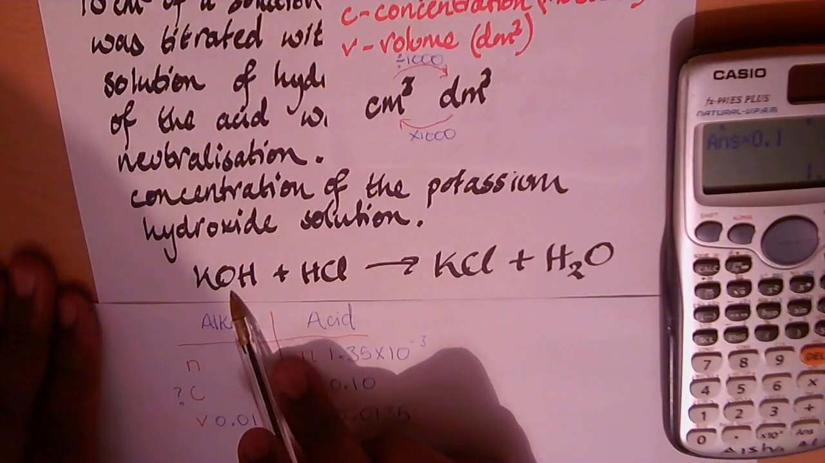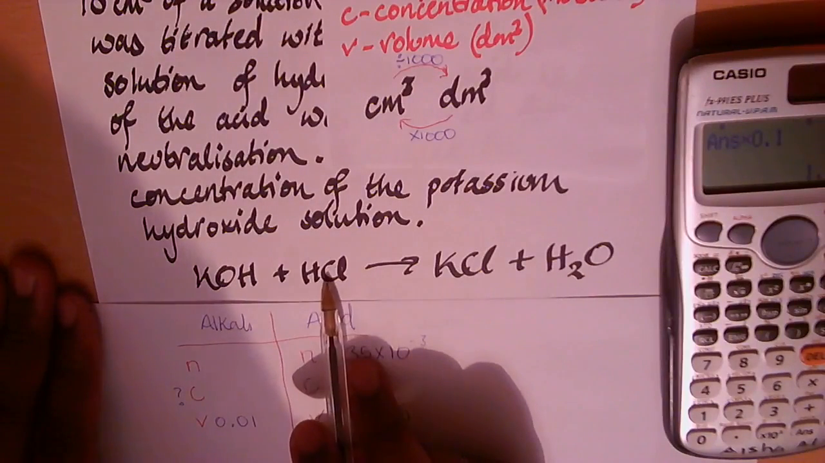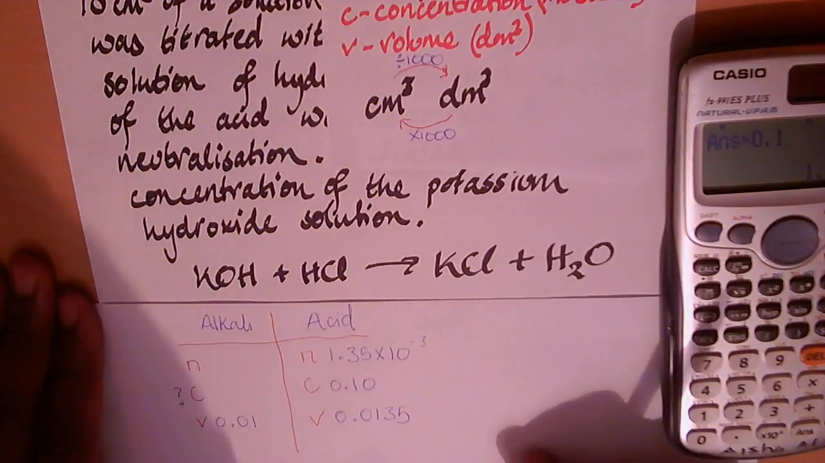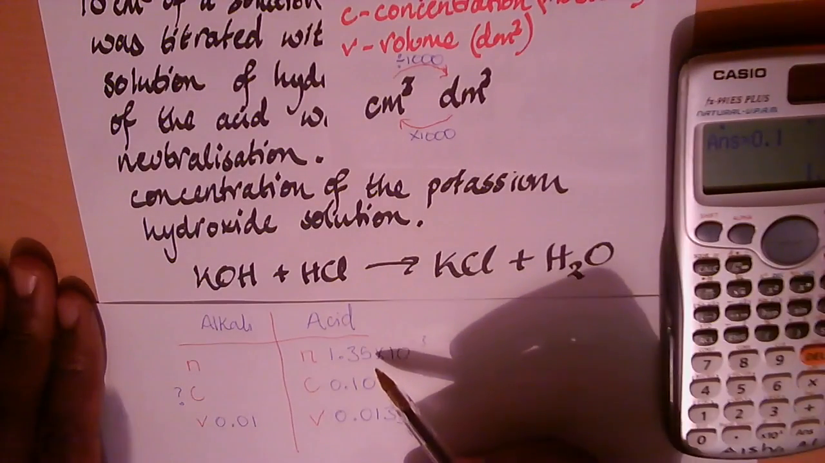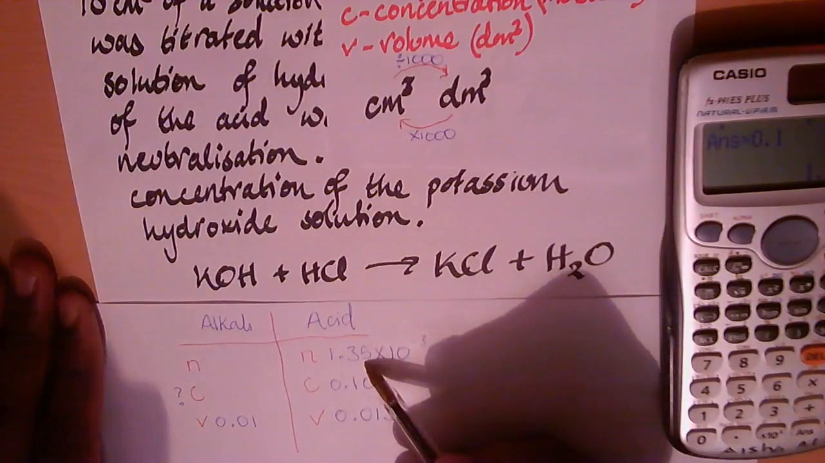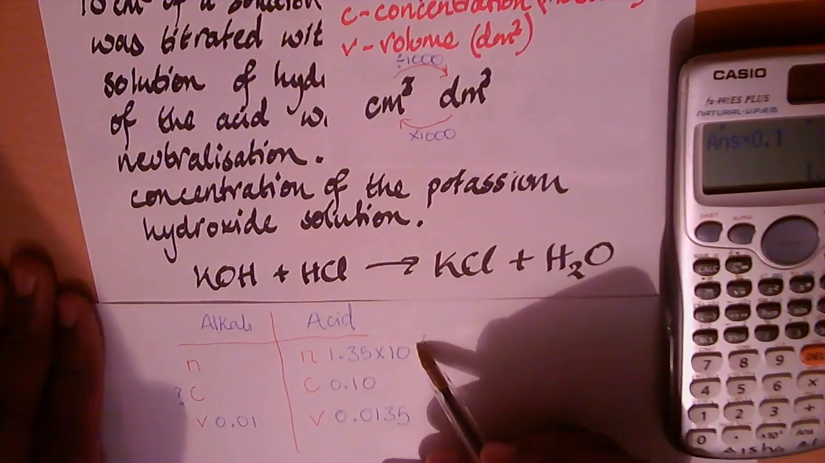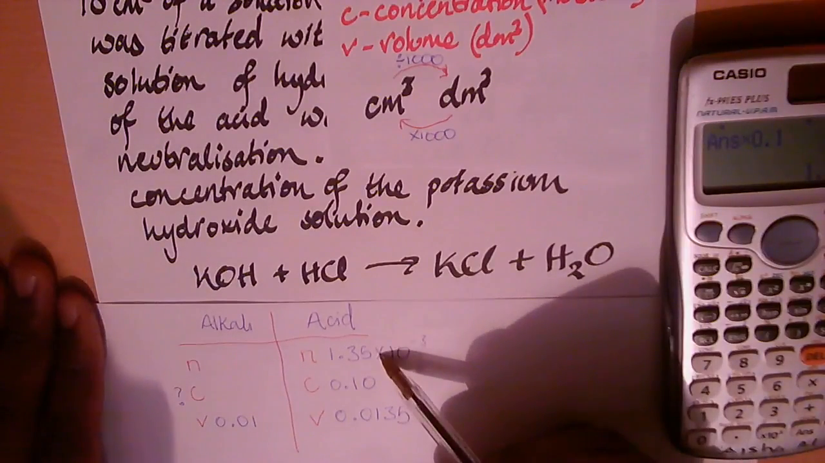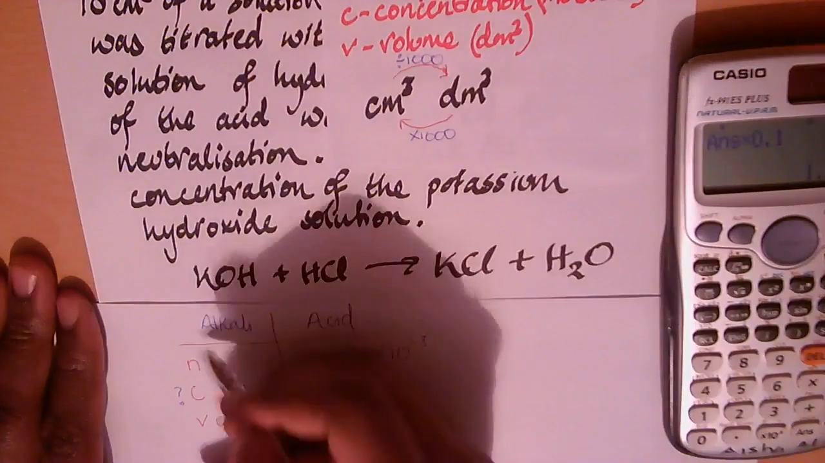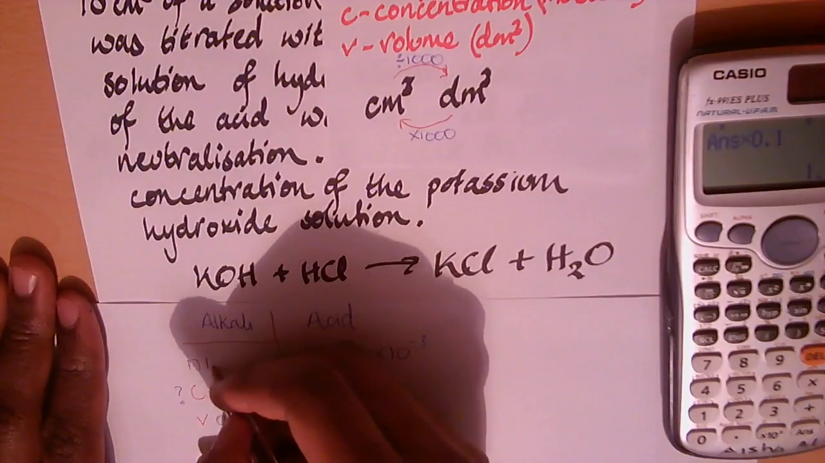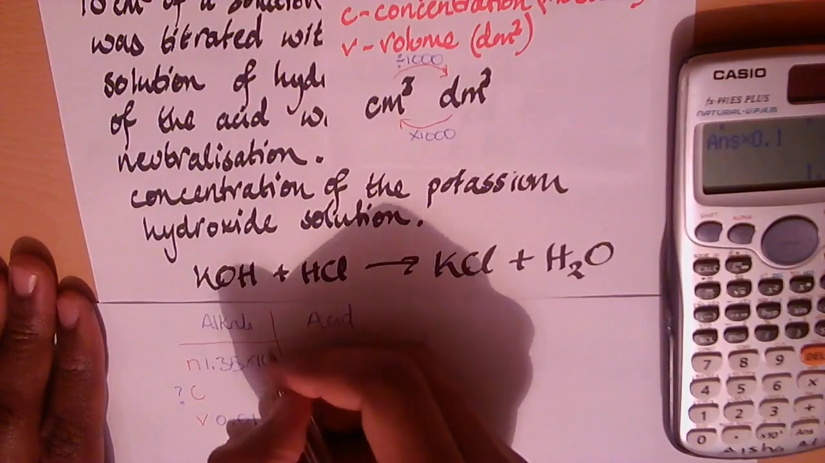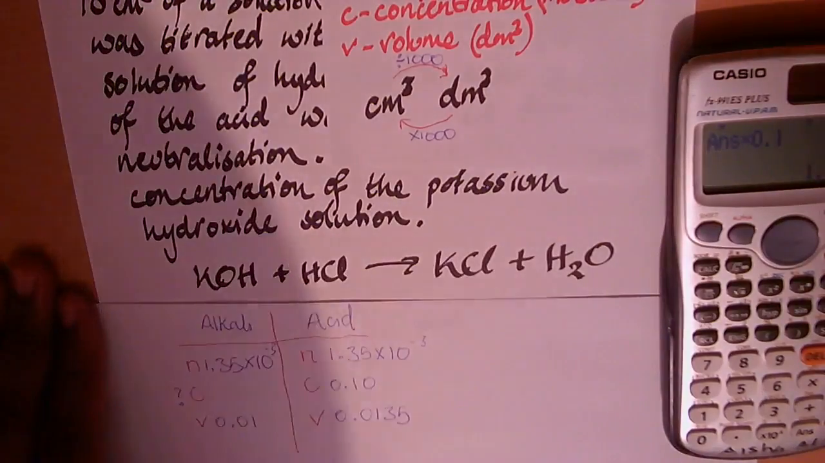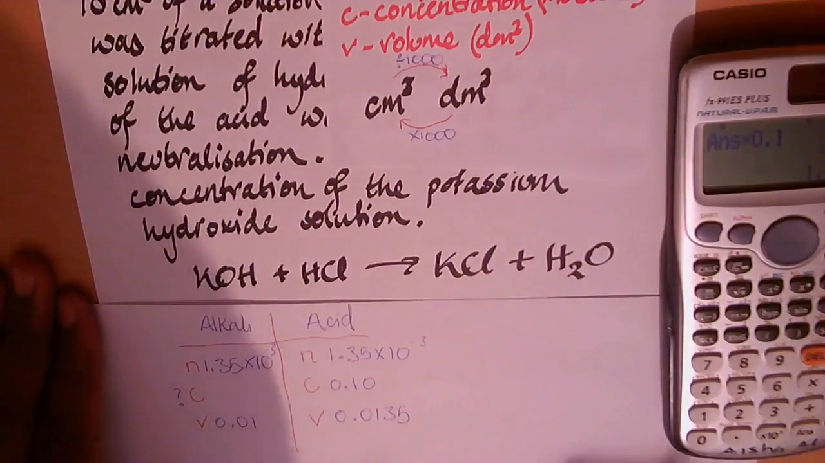Okay, so there's a 1-to-1 mole ratio between hydrochloric acid and the potassium hydroxide. This means it takes 1 mole of hydrochloric acid to react with 1 mole of potassium hydroxide for this reaction to actually go through. So that means that it would be exactly the same as the number of moles for the acid. So I'm going to write that in there.